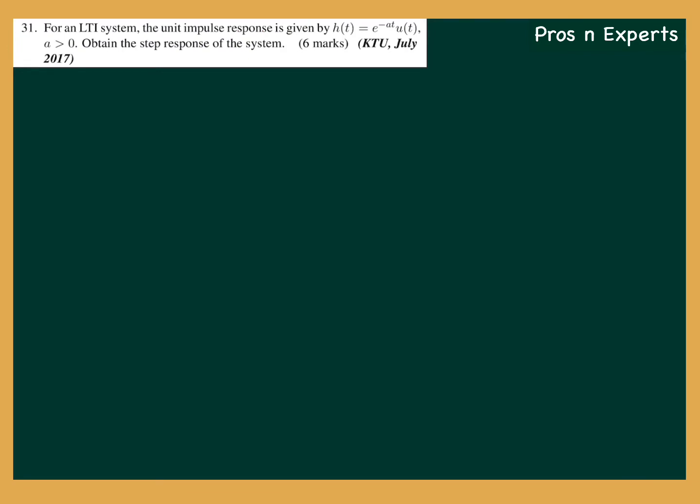Okay, the next question. For an LTI system, the unit impulse response is given by h of t equal to e raised to minus at u of t, where a greater than 0. Obtain the step response of the system. So in questions like this, if it is an LTI system, the output will be the convolution of the input as well as the impulse response.